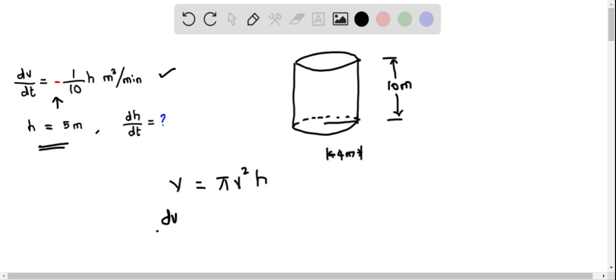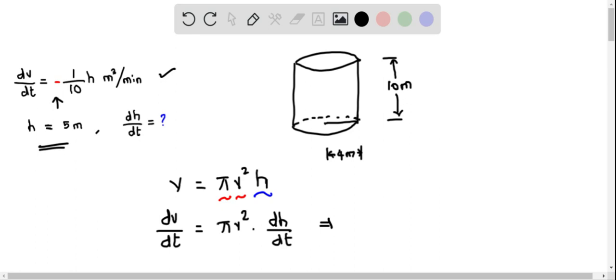So when I do that, I get dV over dt equals pi is a constant as well as radius is also constant because it does not vary, only the height is changing. So we consider pi r squared as constant, which means when we use the constant multiple rule of differentiation, we just keep the constant as it is and multiply with the derivative of the variable which is changing. So here the height is changing, so derivative of h with respect to time is dh over dt.